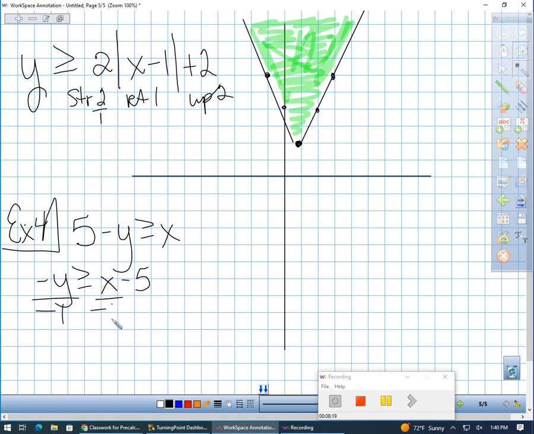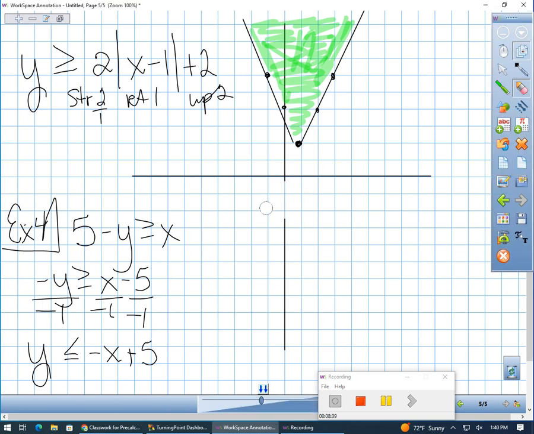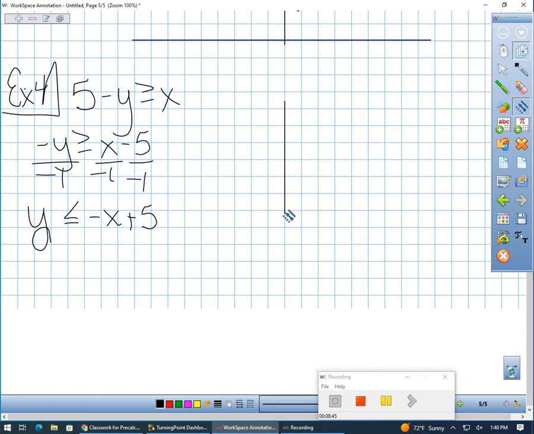When I divide by a negative 1, yes, I get y is less than or equal to negative x plus 5. Oh, plus 5. Yes, thank you, plus 5. So let me make a separate little graph down here for us to graph it on. There's my graph. Kind of.